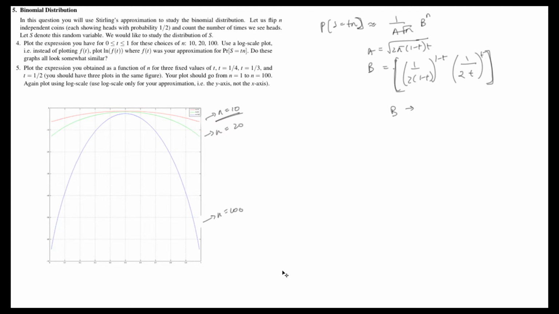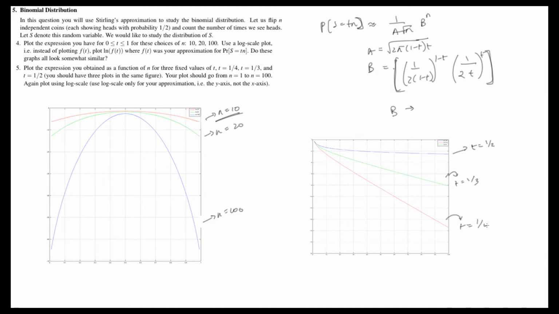Now let's look at the plot for part 2, for question 5. All right, so this is the plot for part 5. This is t is equal to 1 over 2, t is equal to 1 over 3, t is equal to 1 over 4. So this makes sense that the one on top is going to be t is equal to 1 over 2, because as you get larger and larger n, the fraction of heads.